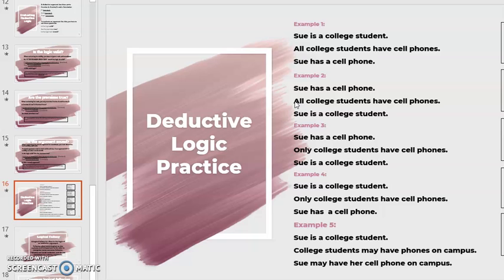It's also not true, right? The premise here is not true. Again, all college students do not have cell phones. That's not a guarantee. So this one is not valid, not true, and not sound.